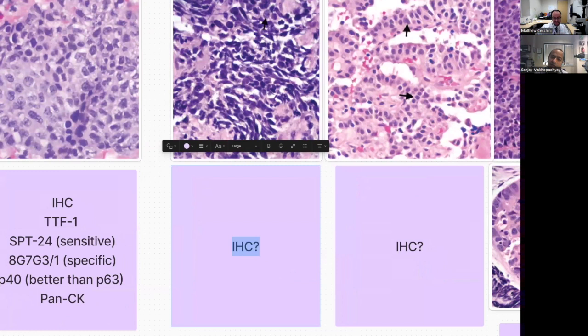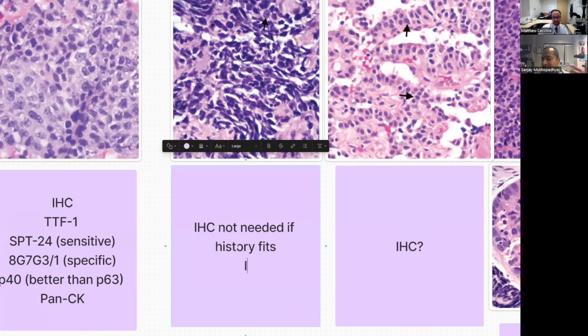In that setting, if you have morphology like this, I don't think you necessarily need to do immunohistochemistry. Especially in a resource-limited setting, that's even more reason not to do immunohistochemistry here, because the yield of finding something other than small cell is extraordinarily low. Now, having said that, if the morphology is a little odd and you're not sure that it's small cell, and let's say a poorly differentiated squamous might be in your differential, that's a reason to do immunohistochemistry.